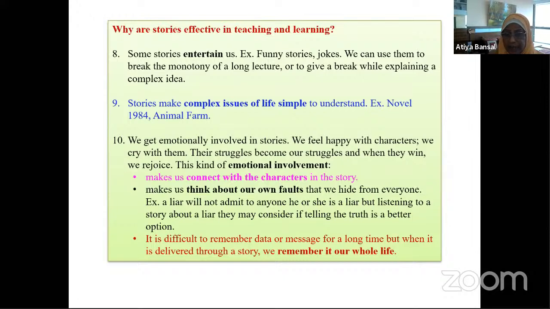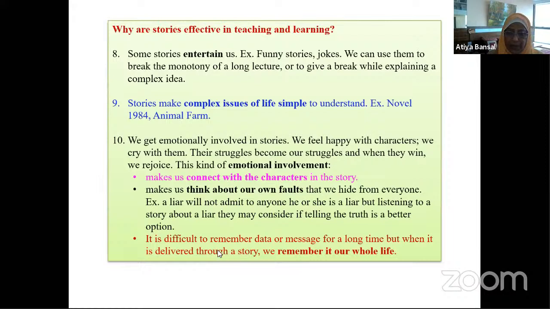For example, if somebody is a liar, knows the person tells lies, but doesn't admit to anyone that he or she is a liar. But listening to a story about a liar, they may consider if telling the truth is a better option. So outwardly, nothing has happened. Nobody is saying from tomorrow I'm going to tell the truth, but it may bring a change.